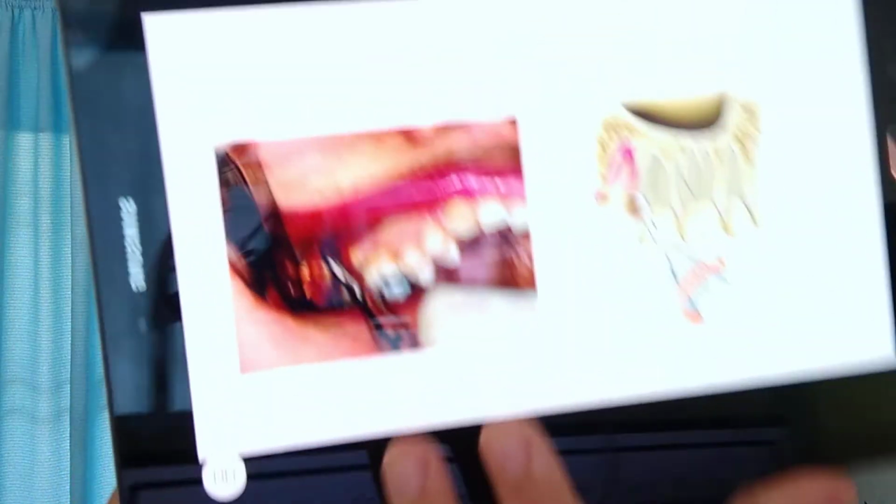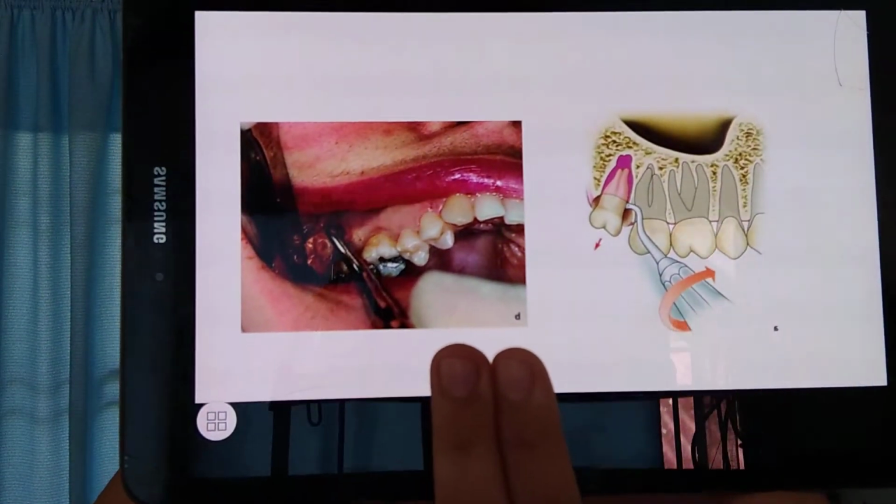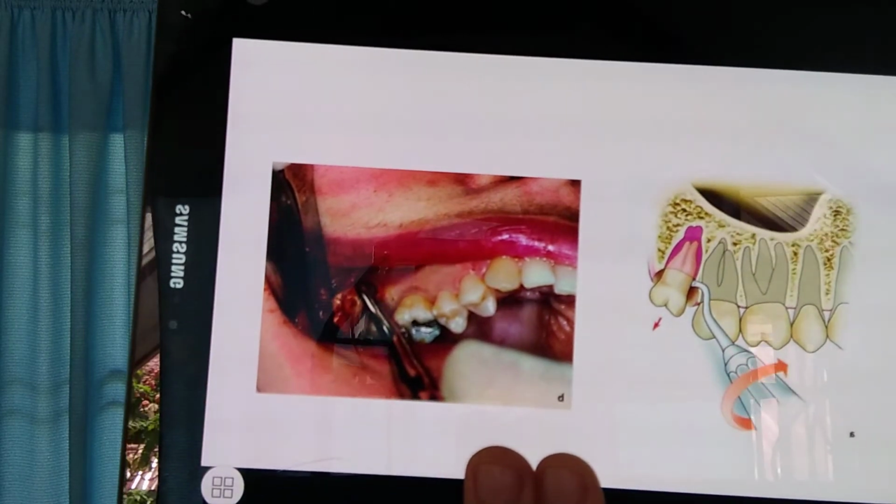Now, because the extraction of the tooth in segments is not indicated in this particular case, sufficient space is created around its crown to be able to luxate the tooth. So the next step is we are going to luxate the tooth.